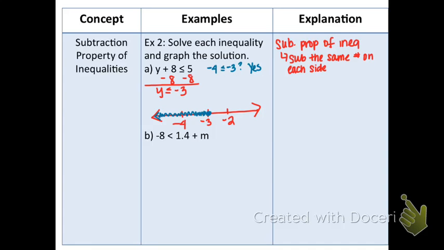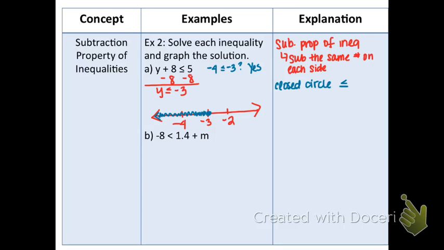So again, I'm going to kind of explain the closed circle. I know that it was a closed circle because of the less than or equal to part. And I tested a point, negative 4, and I shaded left. So B, we'll go through that together.